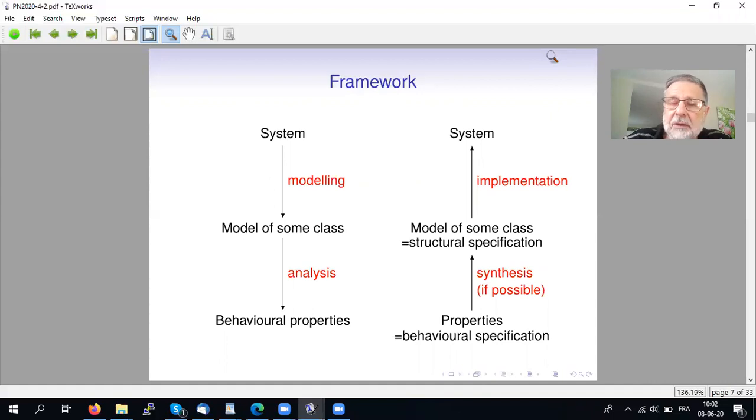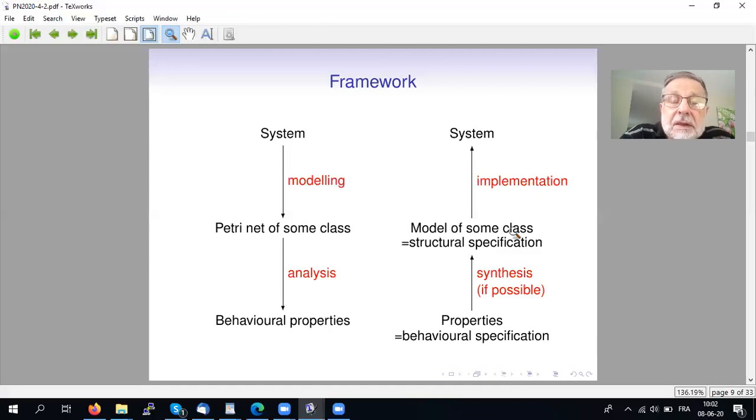We may combine the two approaches in a re-engineering problem where we start from some model, for instance, and we construct another one and a system corresponding to the other model. We shall not do it here.